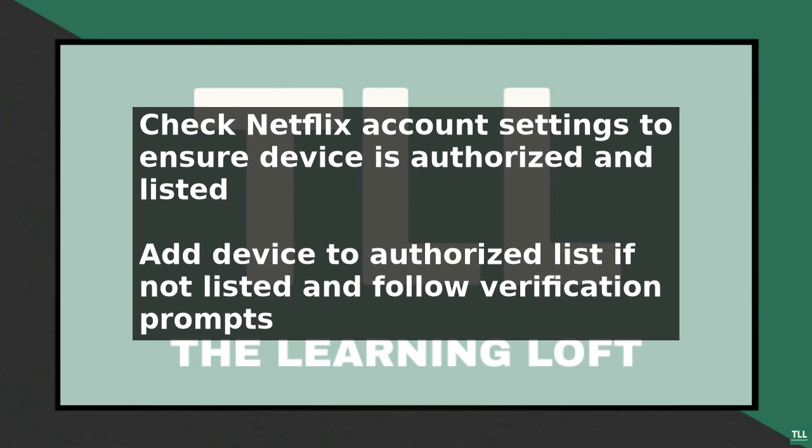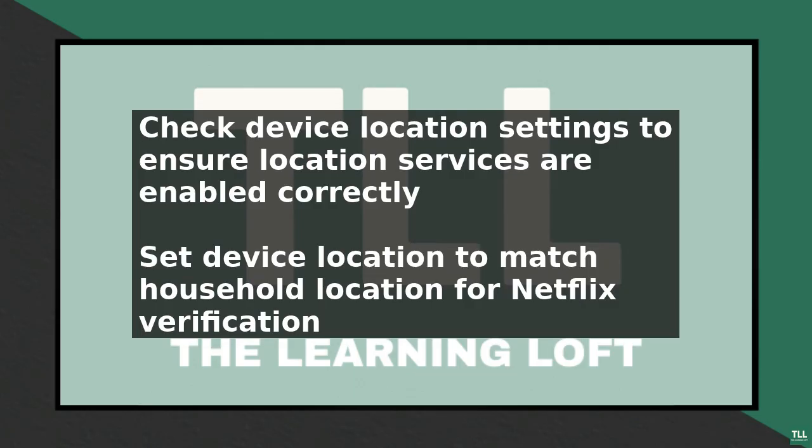If the device is not listed, you can add it by clicking on the Add Device option and following the prompts. You may need to enter a verification code sent to the primary account holder's email or phone number.